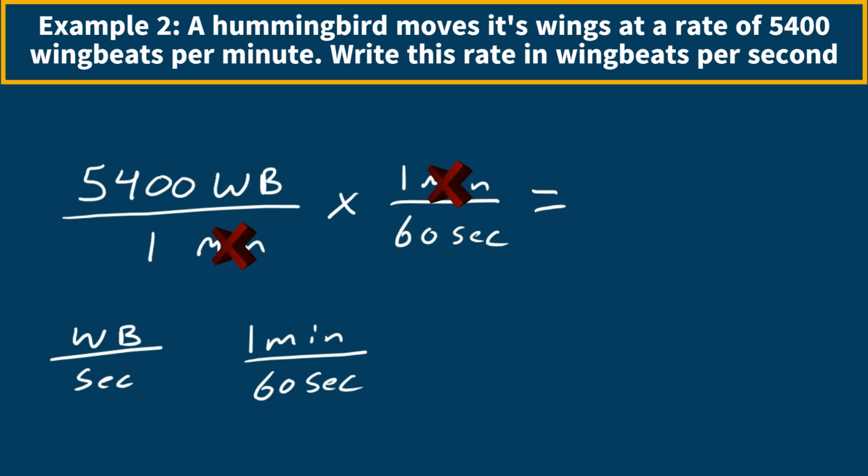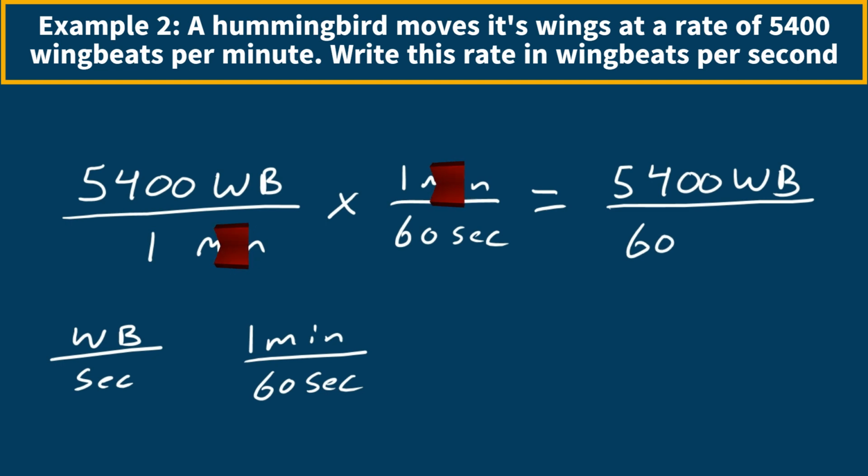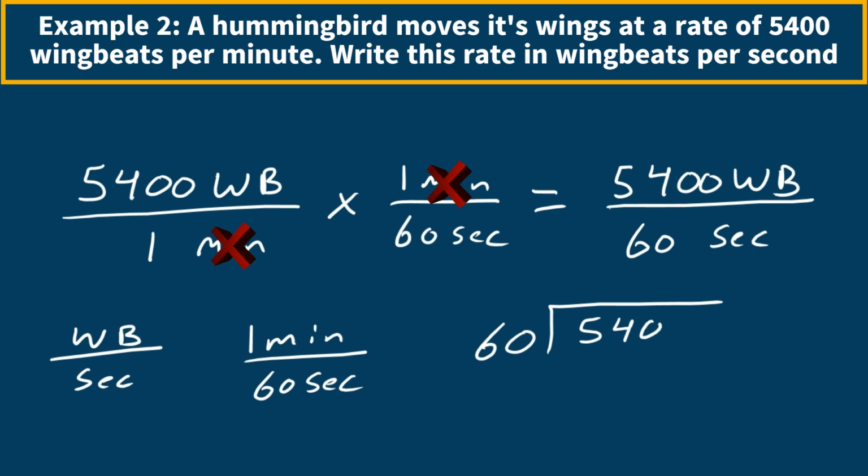Canceling the units and doing the multiplication, what we'll have is 5,400 wing beats for every 60 seconds. Now the units are what we want them in. All we have to do here is complete the division. So we'll have 60 on the outside and 5400 on the inside. 60 cannot go into 54, but 60 can go into 540 9 times. 9 times 60 is 540.